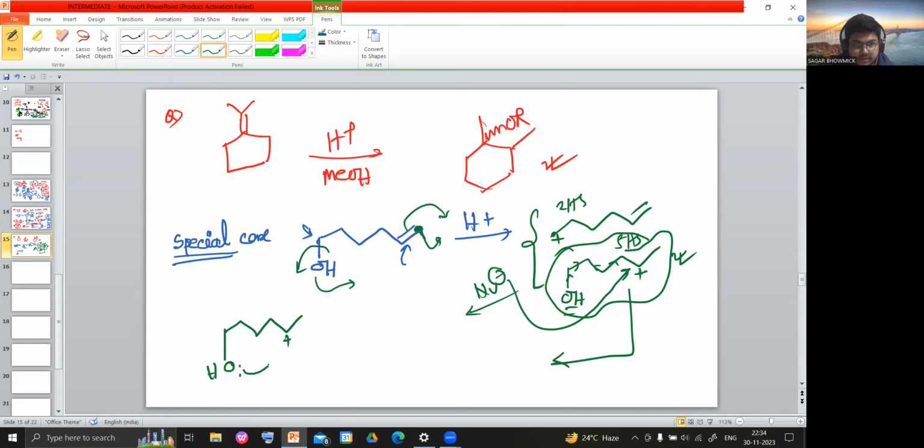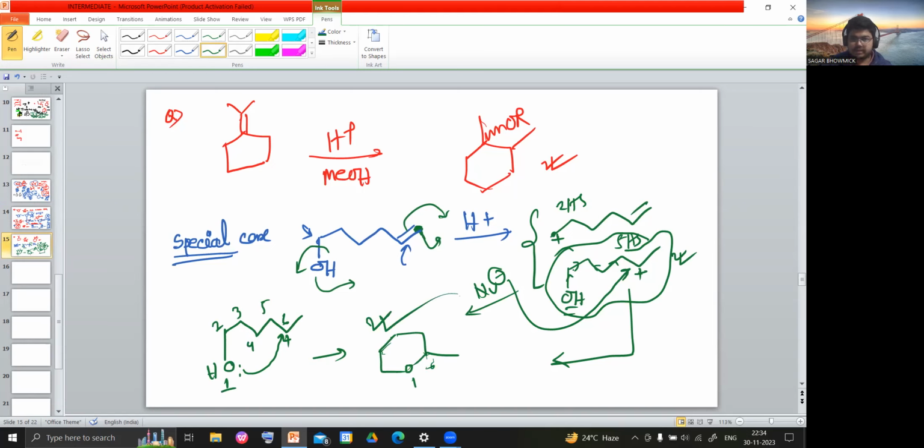So what will happen? This will attack. Now a ring will form. How many member ring? One, two, three, four, five, six-member ring. Six-member ring containing one oxygen, and at the sixth position there is one methyl group. So this is going to be your final product.